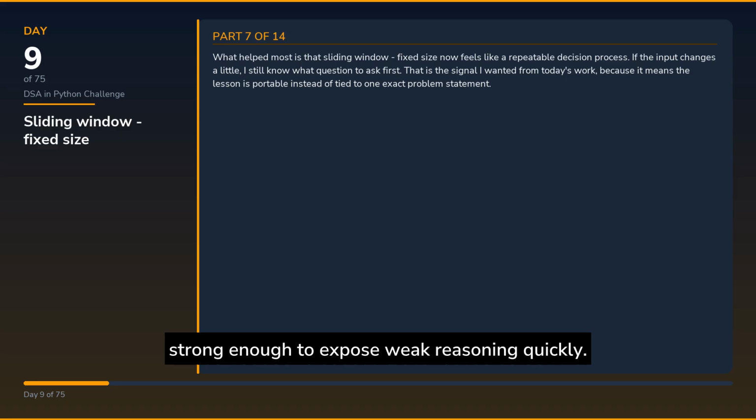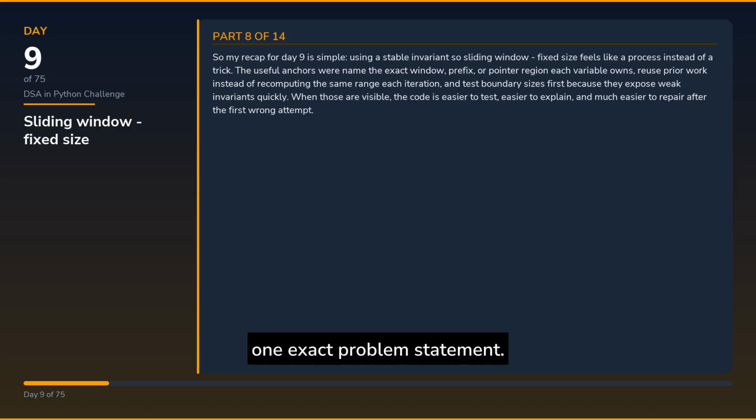So my recap for day 9 is simple. Using a stable invariant, sliding window, fixed size feels like a process instead of a trick. The useful anchors were name the exact window, prefix, or pointer region each variable owns, reuse prior work instead of recomputing the same range each iteration, and test boundary sizes first because they expose weak invariants quickly. When those are visible, the code is easier to test, easier to explain, and much easier to repair after the first wrong attempt.